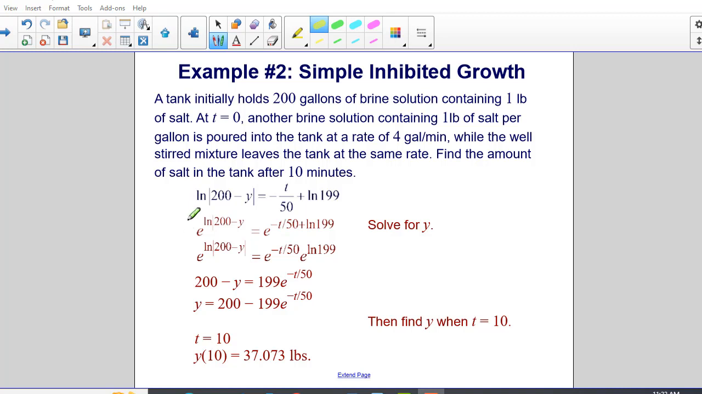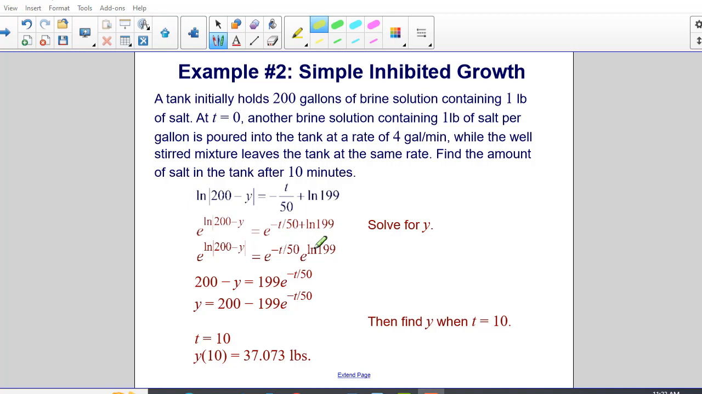So on the left side I have e raised to this expression here, and on the right side I also have this expression as an exponent of e. And since e and natural log are inverse functions, we have 200 minus y on the left side. Now on the right side I just want to talk about what happens going from this step to this step. Since we're adding our exponents, one of our rules of exponents is that when you're adding exponents, that comes from multiplying terms with the same base. So I could rewrite this as e raised to the negative t over 50 times e raised to the natural log of 199.